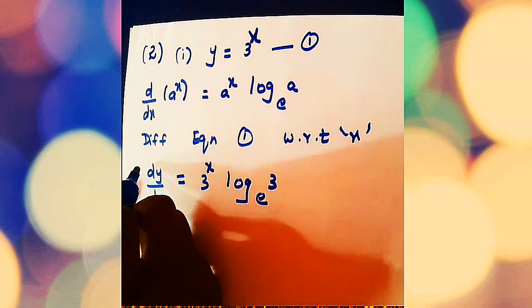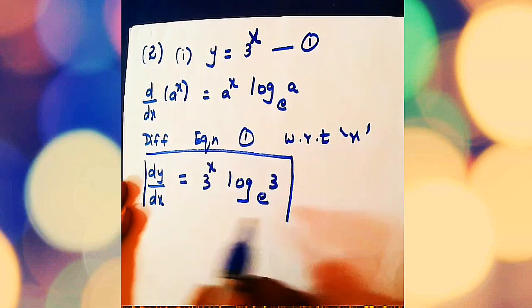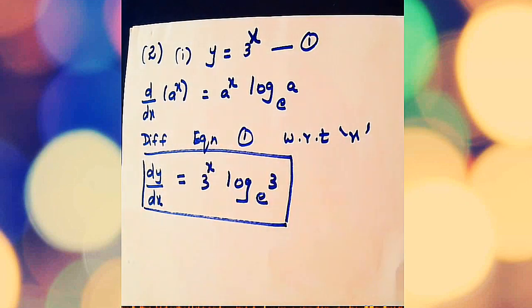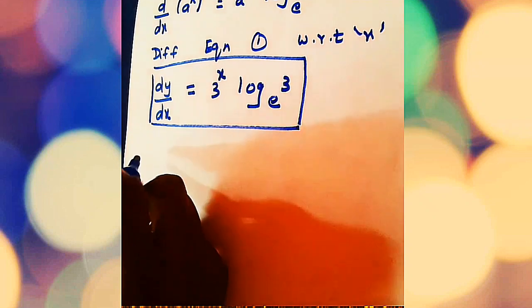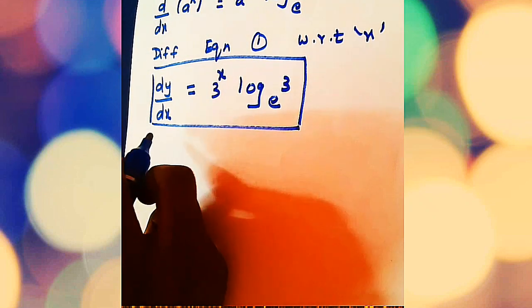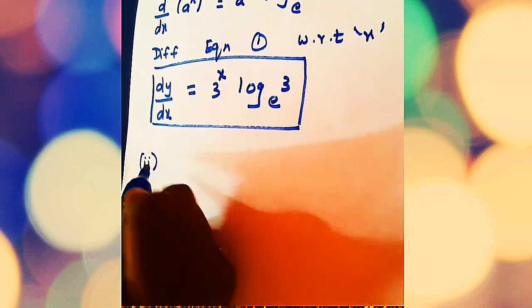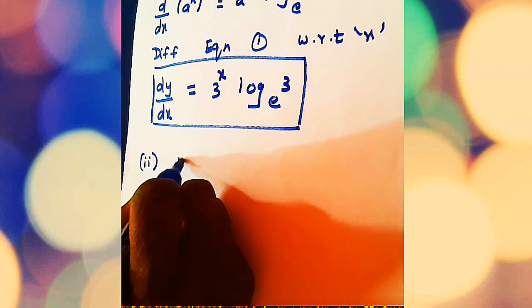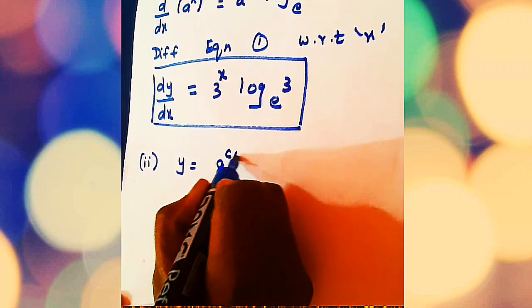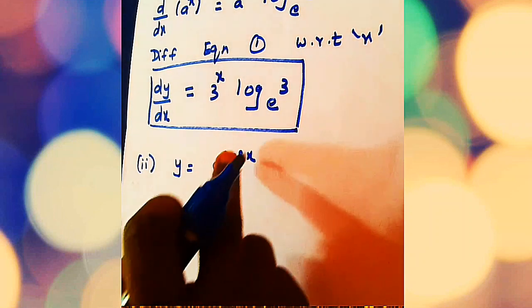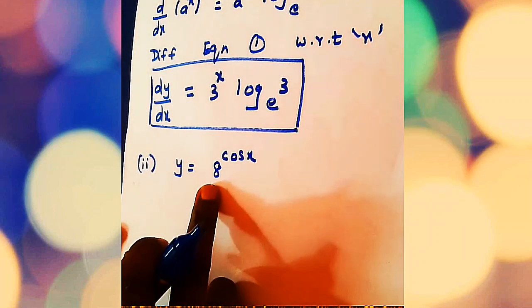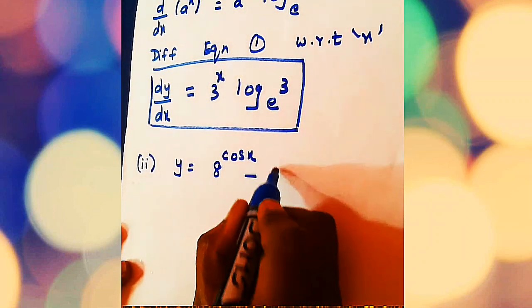Very simple. You can easily get 2 marks in multiple choice if you know the method. Okay students, second, you can do subdivision 2. Take the problem y is equal to 8 to the power cos x. Again, this is of the form a to the power x. In place of a, what do you have? 8. I'll take this as equation 1.